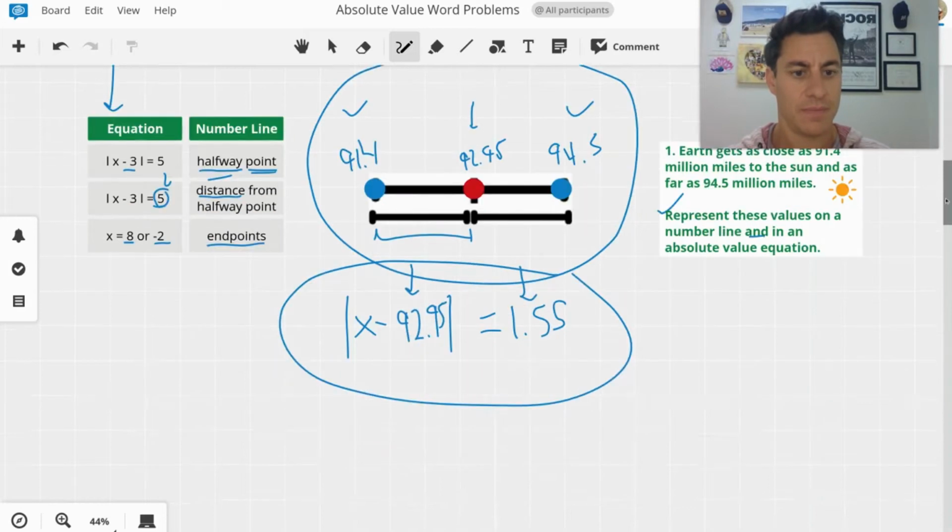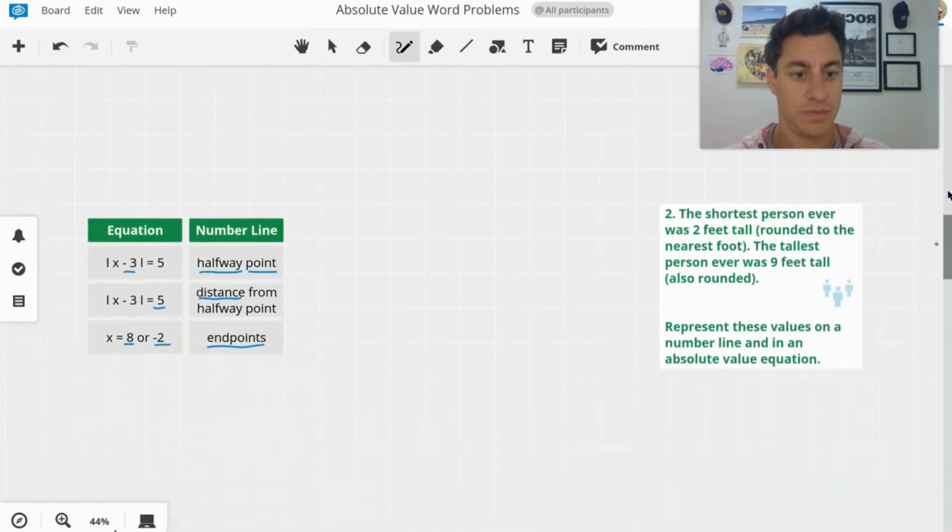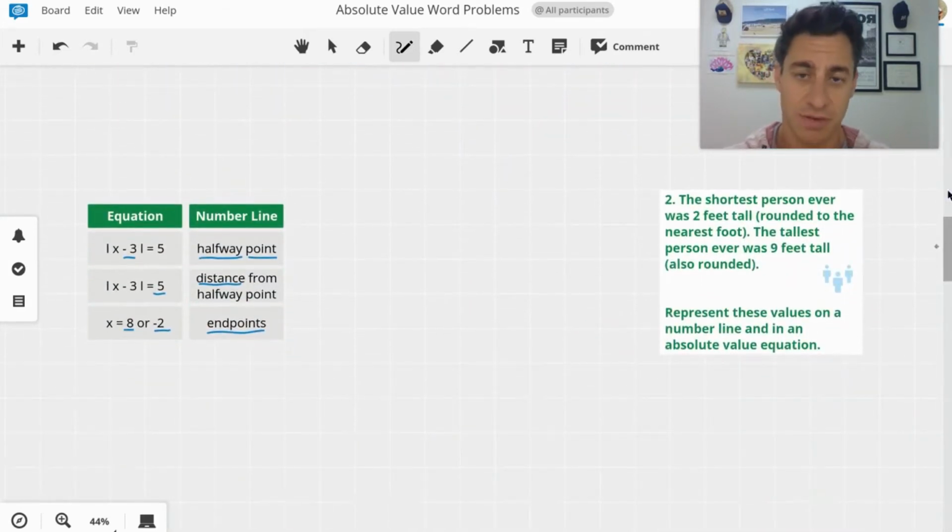All right, number 2. The shortest person ever, and I believe we're talking about adults, was 2 feet tall, rounded to the nearest foot. The tallest person ever was 9 feet tall, also rounded. However tall or short you are, could be a lot worse. Could be a lot better too, I guess, but could be a lot worse. All right. Represent these values on a number line and in an absolute value equation.